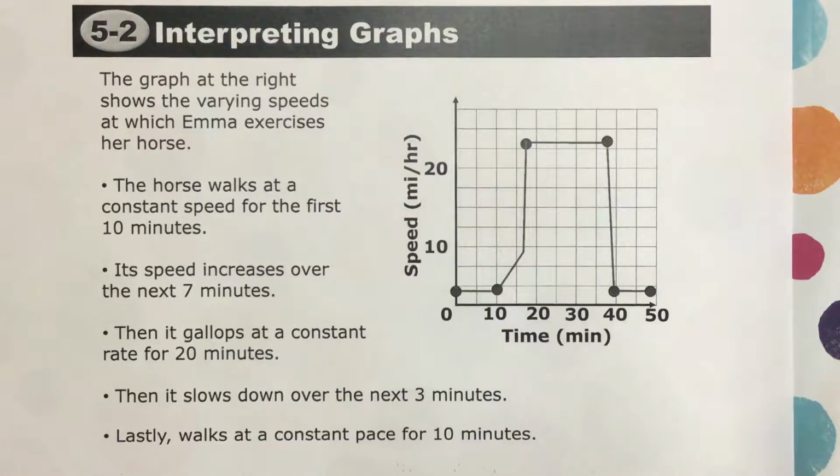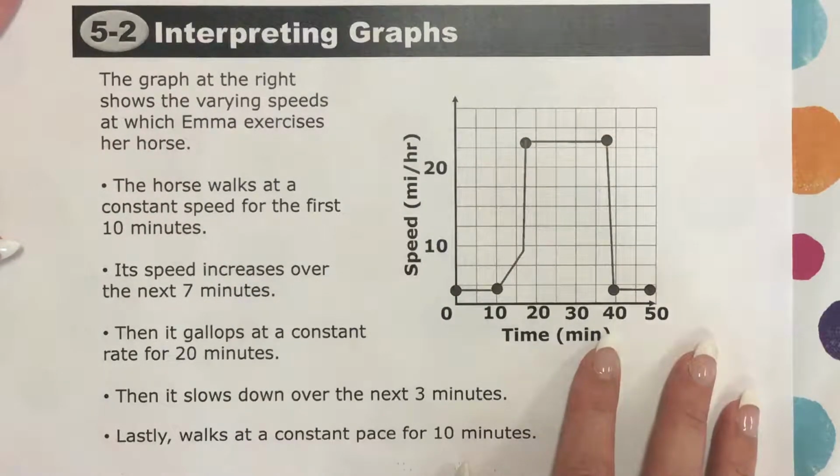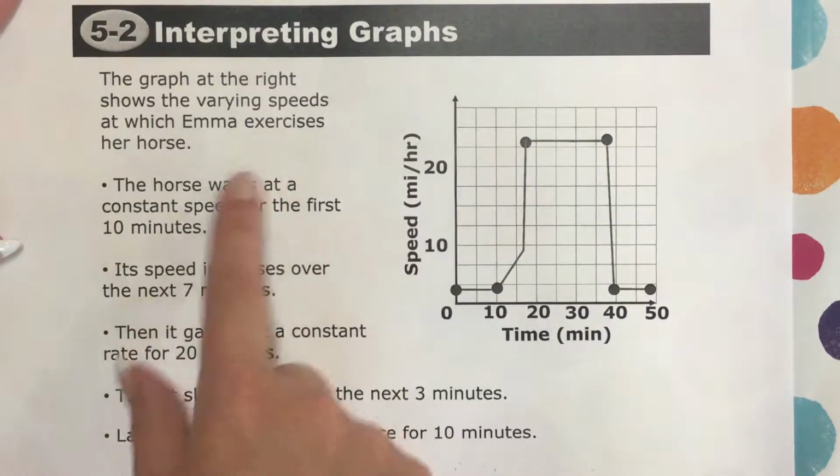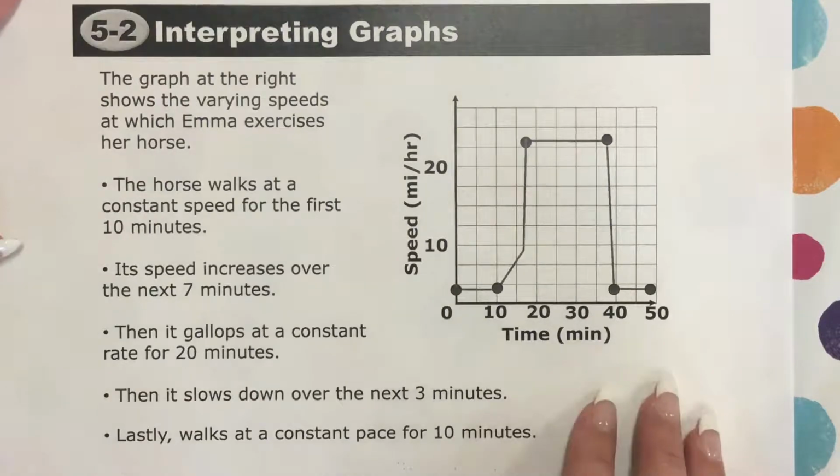Hello everyone. We are talking about Chapter 5, Lesson 2, which is about interpreting graphs. The graph at the right shows the varying speeds at which Emma exercises her horse. So Emma's exercising her horse.